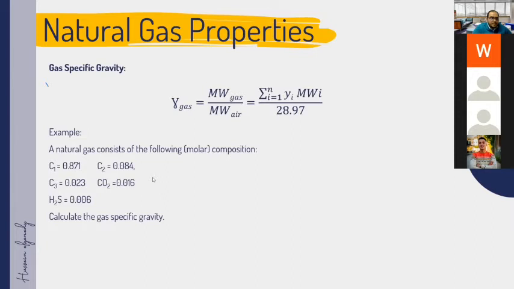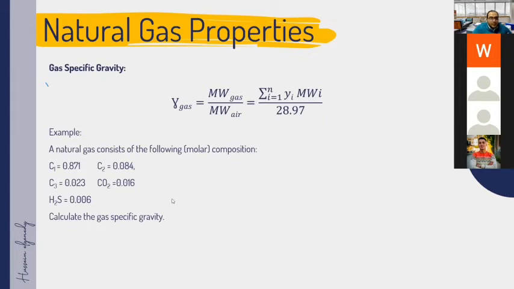Here is an example for calculating the specific gravity of a natural gas found in some reservoir. Here, the gas consists of about 0.87 of C1, 0.084 of C2, 0.023 of C3, CO2 0.016, and H2S 0.006. This is mole fraction, not percentage.